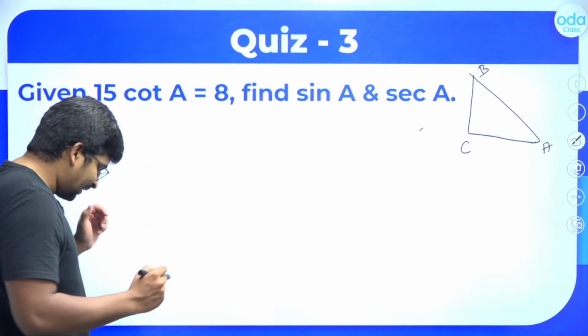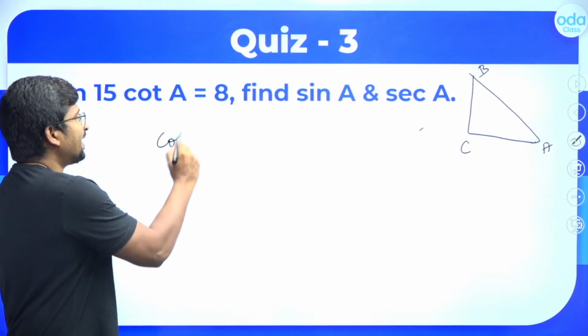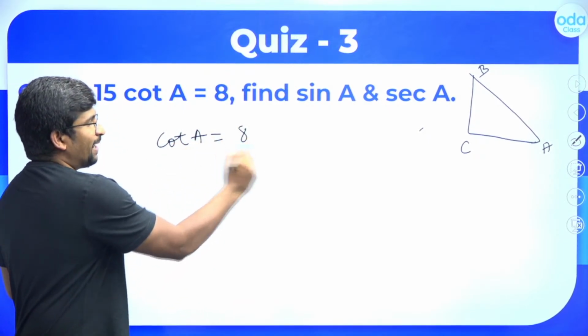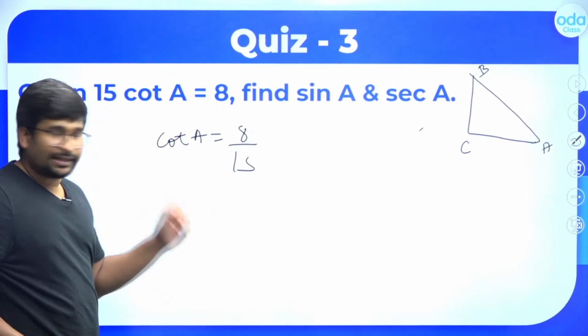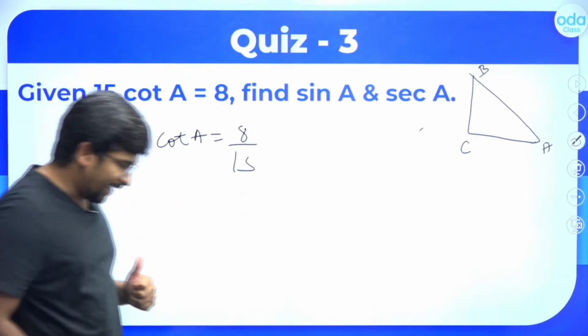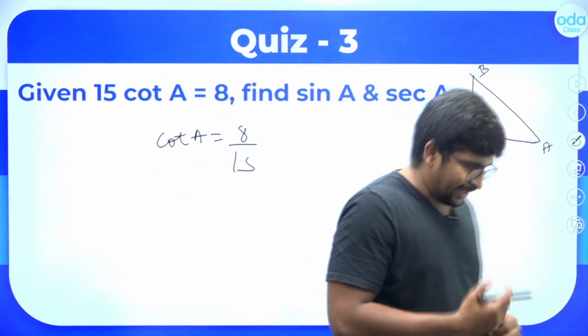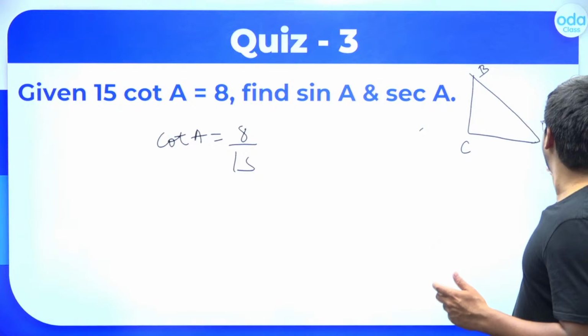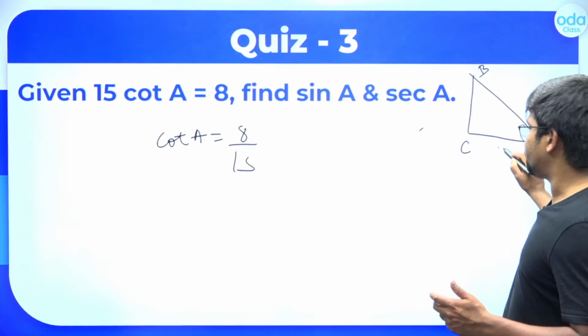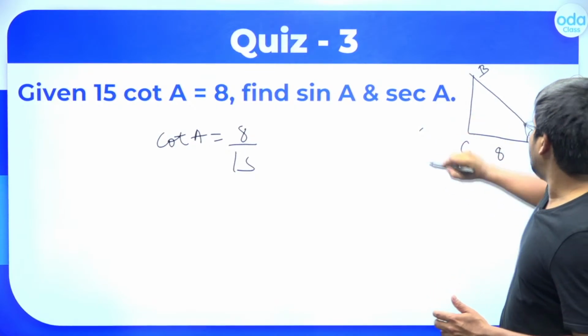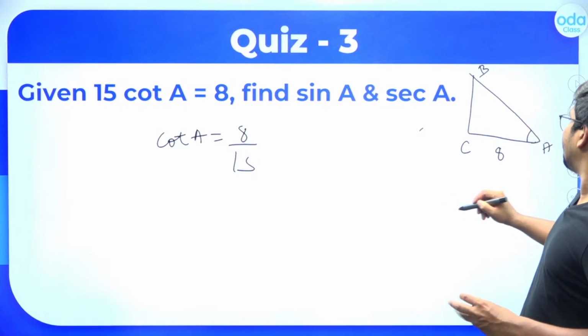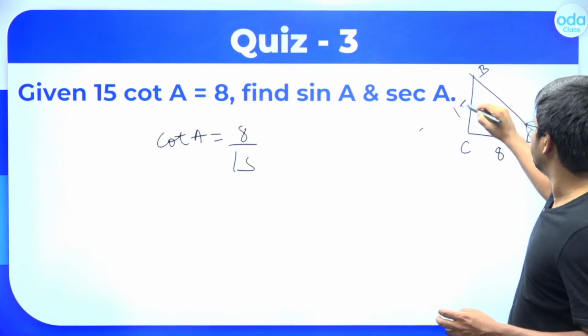And it is given to you that 15 cot A is 8. So can I write cot A as 8 divided by 15? You can write it like this. 8 divided by 15 is cot A. Correct. That means you know that, what is the definition of cot A? Cot A is adjacent side by opposite side. What is adjacent to this? This one is the adjacent side. Correct. So that is 15.